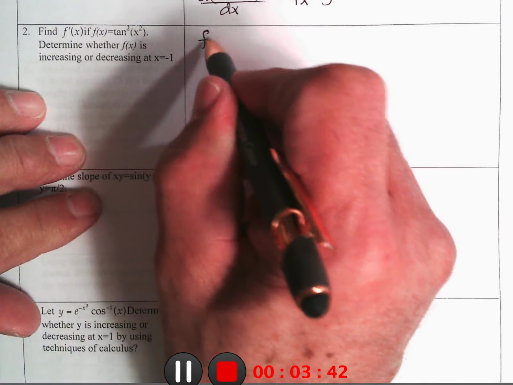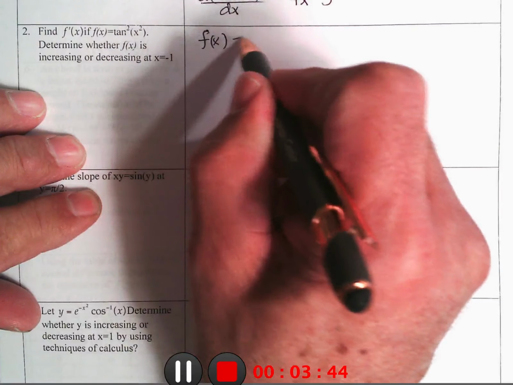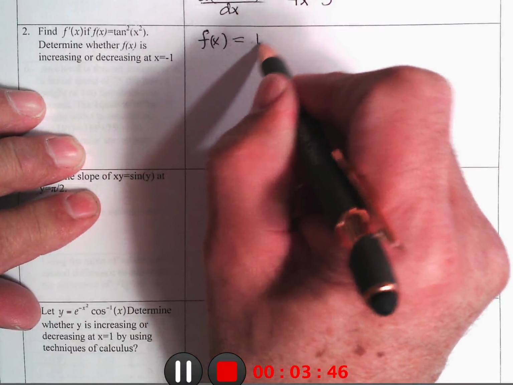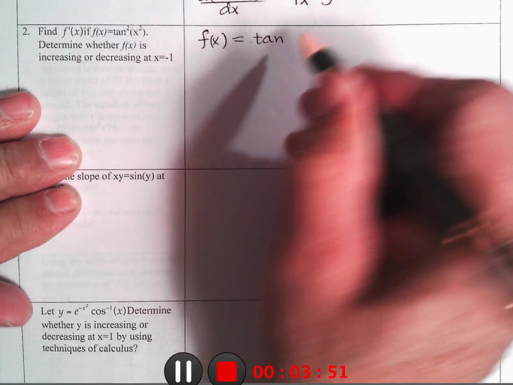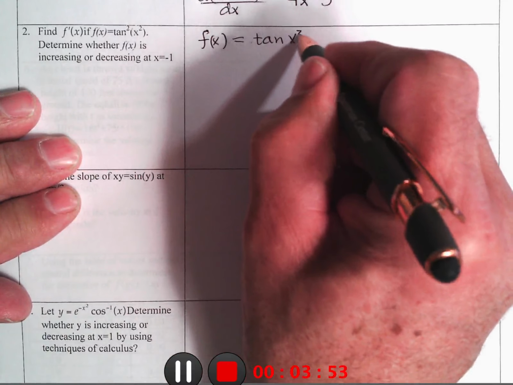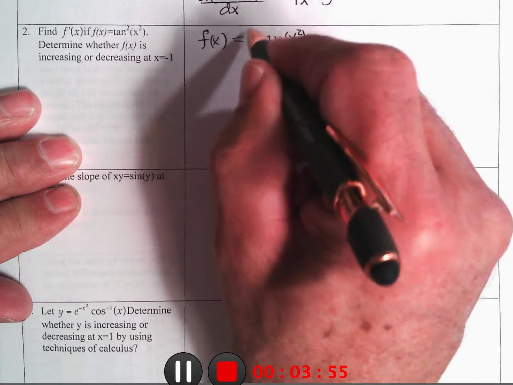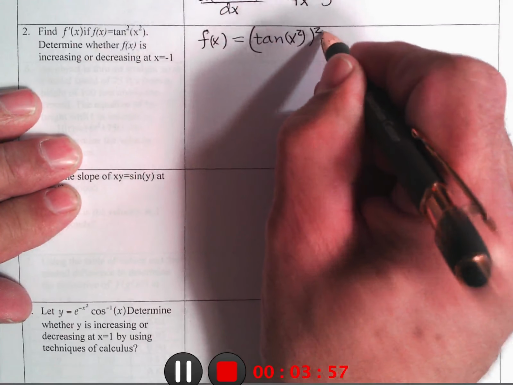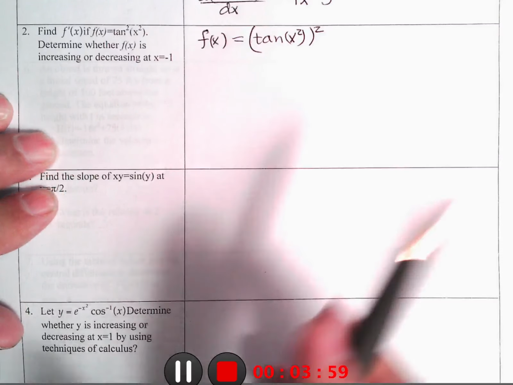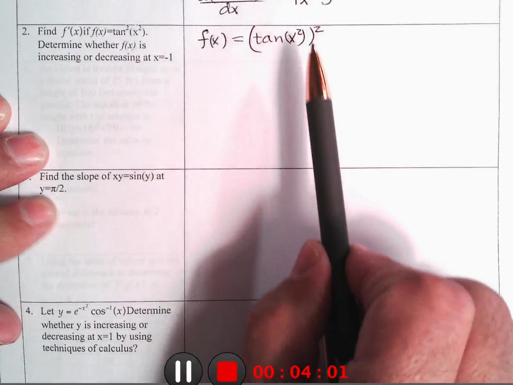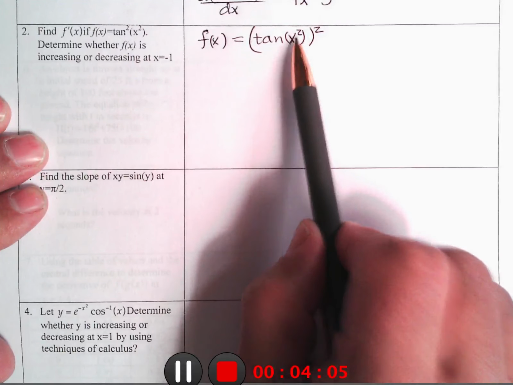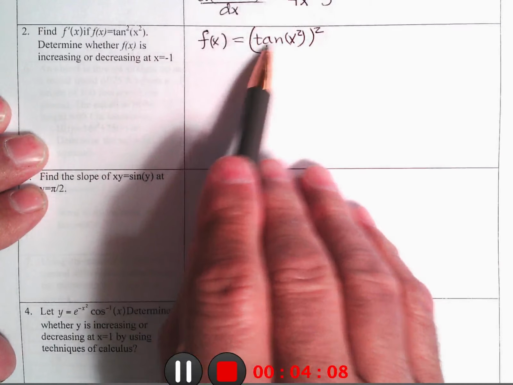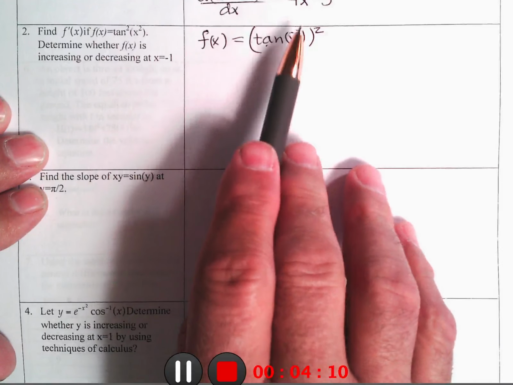So f of x equals tangent squared, but I'm going to make it look more like a power rule, tangent of x squared, squared. So I see in this, hopefully you see it also, 3 layers. The inside is an x squared. Then we have the tangent of that. And then we have that quantity squared.